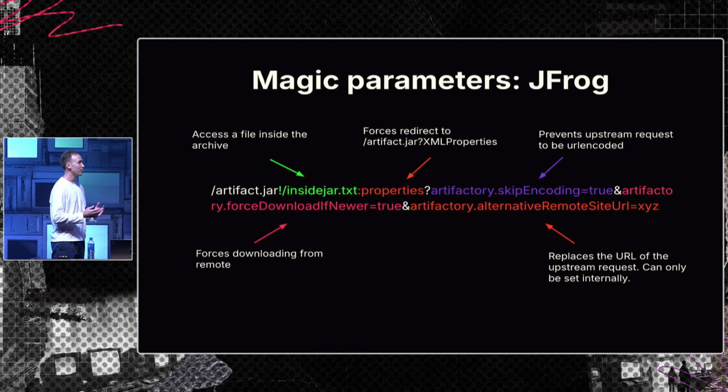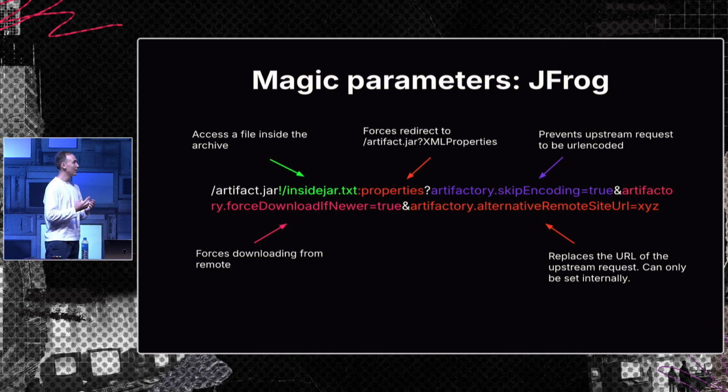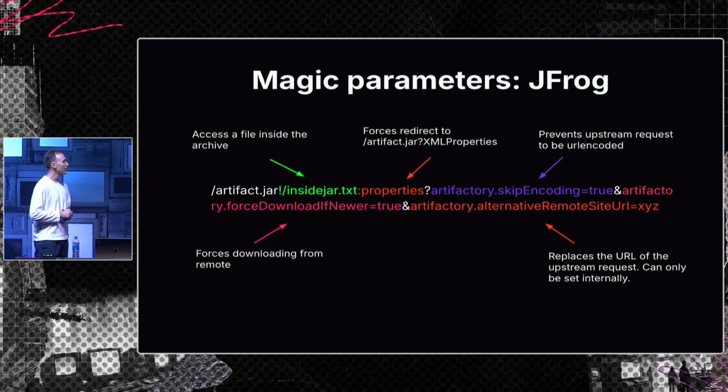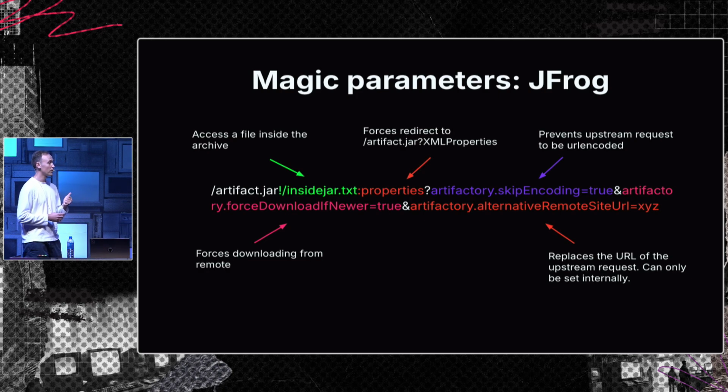Actually, when we talk about JFrog, JFrog is very complicated when it comes to parsing URLs. And there are a lot of interesting alterations you can make to a URL to completely alter how JFrog returns its content. For example, you can fetch files within archives. We can use a special suffix like properties to force a local redirect that may help us break the URL encoding and force a redirect in the browser or in the client.